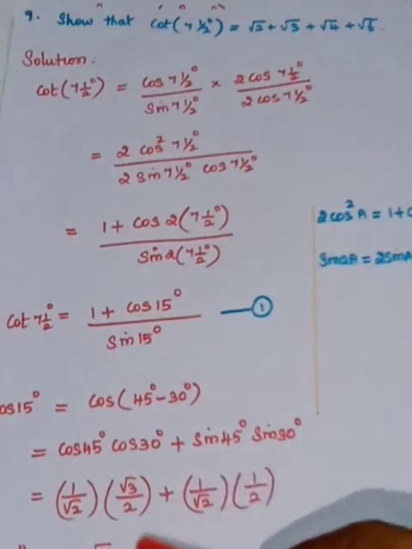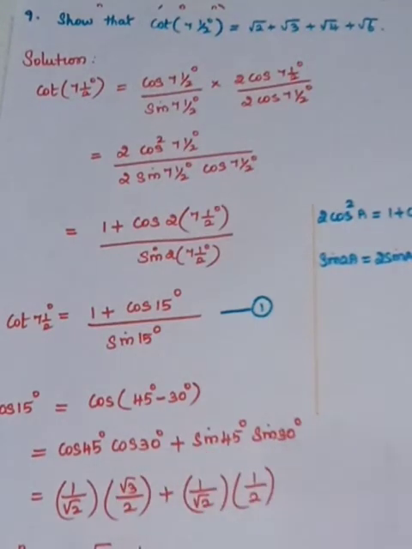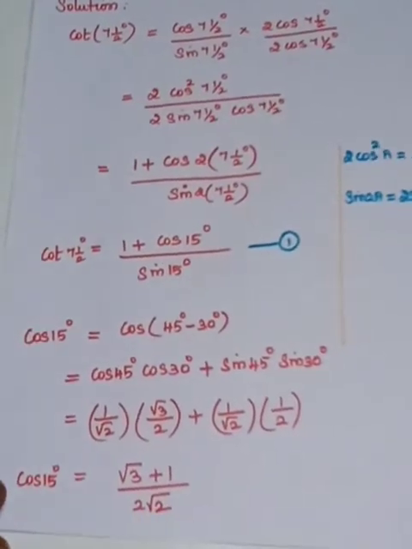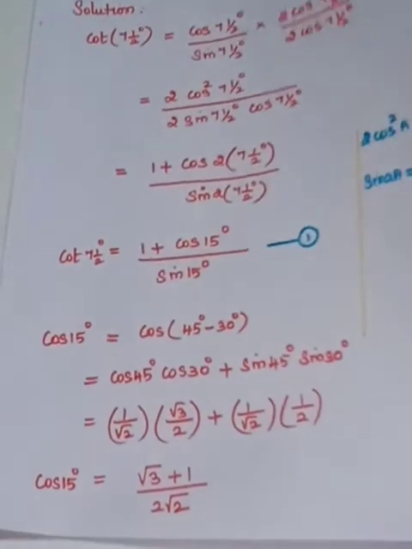If you take LCM, the LCM is 2 root 2, so you have to add the numerators. It is root 3 plus 1 by 2 root 2. So we have found the value of cos 15 degree.